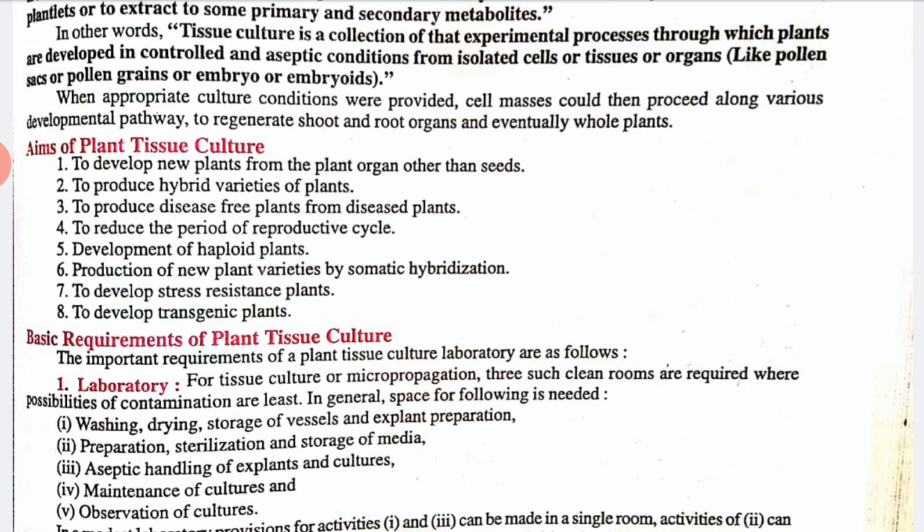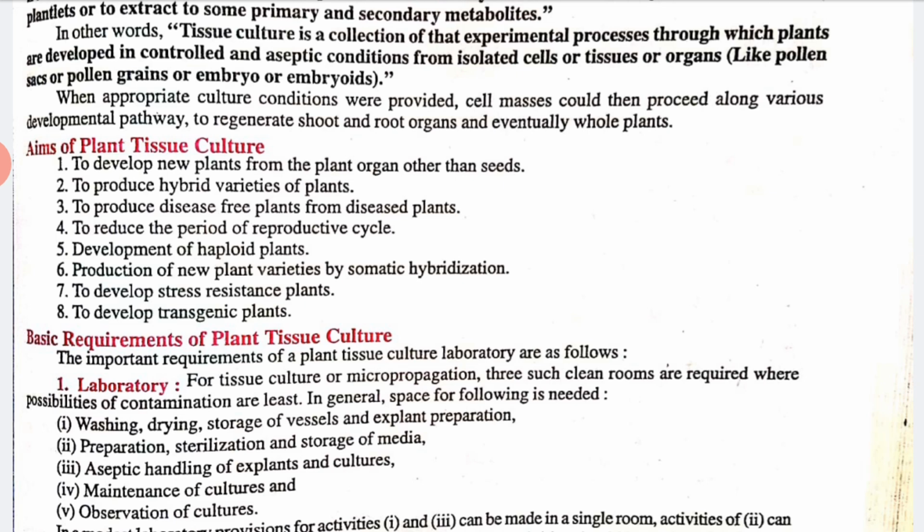So what are the basic requirements of plant tissue culture? So first of all we will go through the laboratory, right? So for tissue culture or micropropagation, such clean rooms are required where possibilities of contamination are least. In general, space for the following is needed. So what we need, like washing, drying, storage, vessels, all these things we will need. The observation of the culture, how we will maintain the culture, the aseptic handling of the explant of the culture, how we will do the preparation, the sterilization, the storage of the media. So all these things will come under the laboratory section.